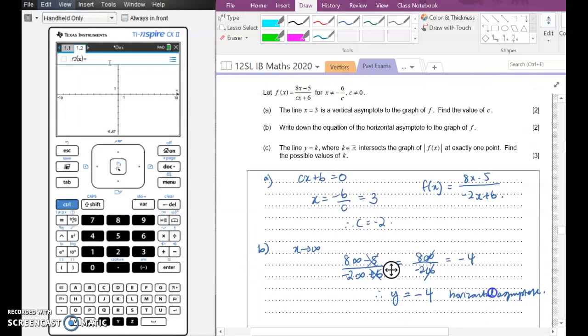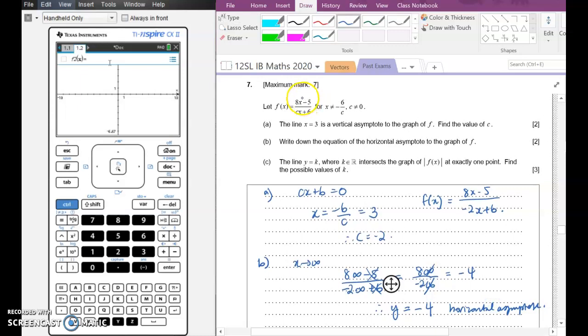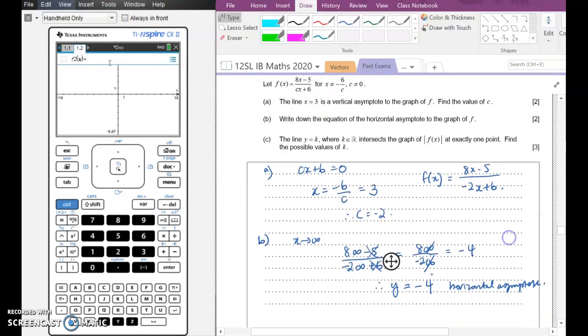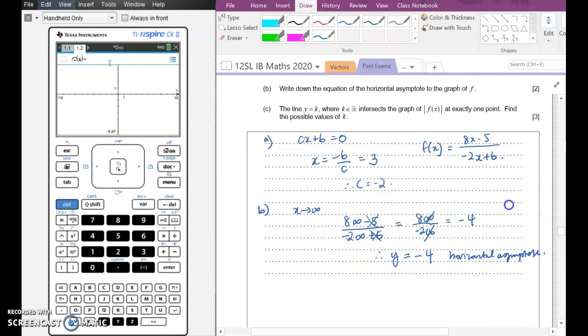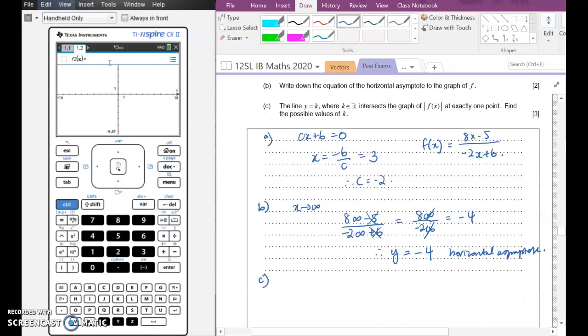Alternatively, in your calculator, you could just substitute in a massive number like 10 million, and you would actually see it approaches negative 4. In part C, this is where it's a little bit tricky. However, using your trusty calculator, it'll make sense.